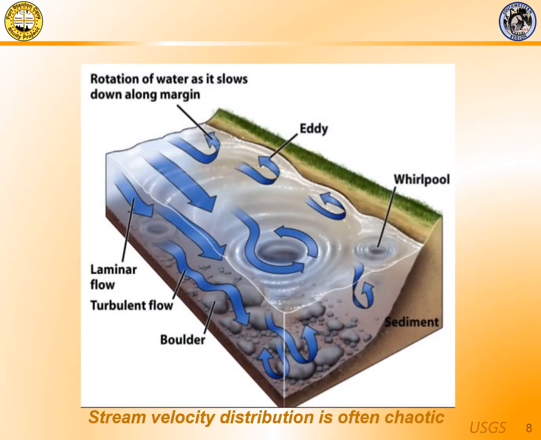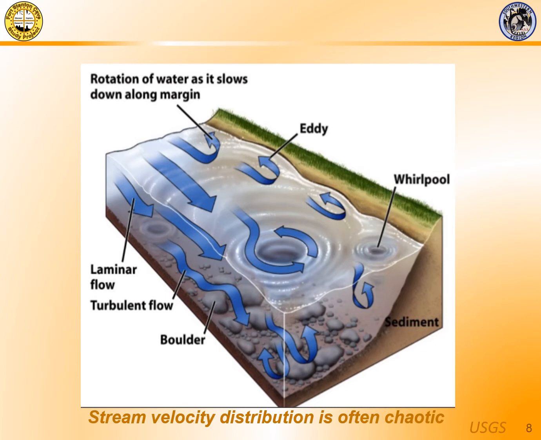And in the real world, streams often can look like this. They can be very chaotic. There's eddies, there's whirlpools, there's backwaters, there's turbulent flow. Measuring stream discharge at a location like this would be nearly impossible with most technologies.